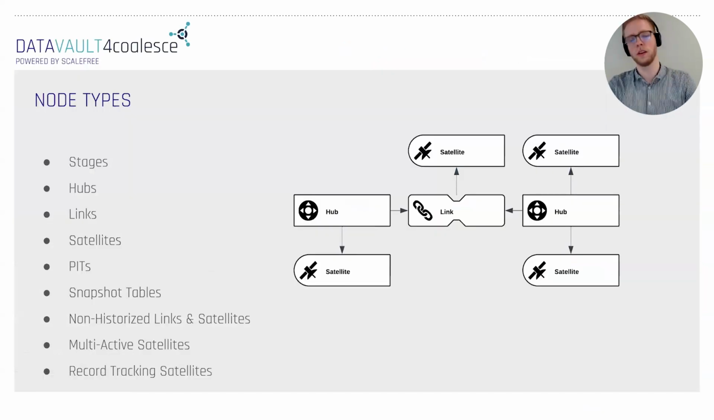What does it include? It's a collection of node types, basically node types for all relevant Data Vault 2.0 entities. So you're going to find stages, hubs, links, satellites, point-in-time tables. We have snapshot tables, non-historized links and non-historized satellites, multi-axis satellites, and also record tracking satellites. So with these building blocks, you should be good to go to create your Data Vault 2.0 in Coalesce.